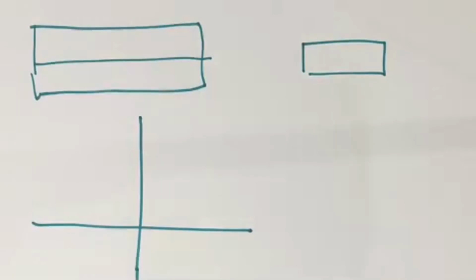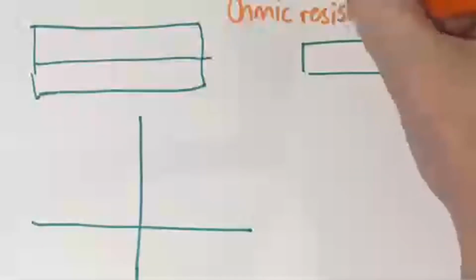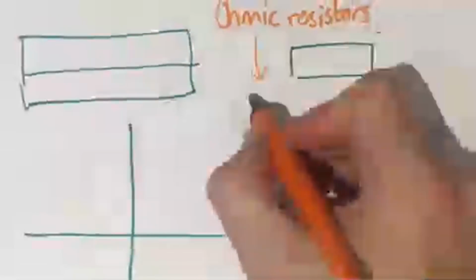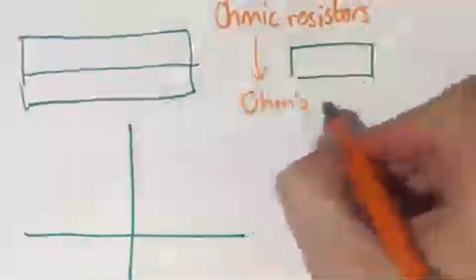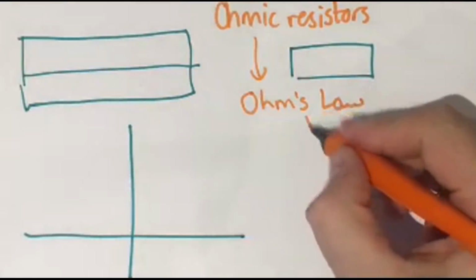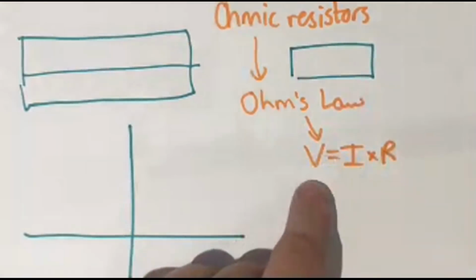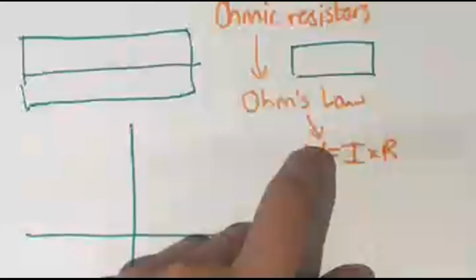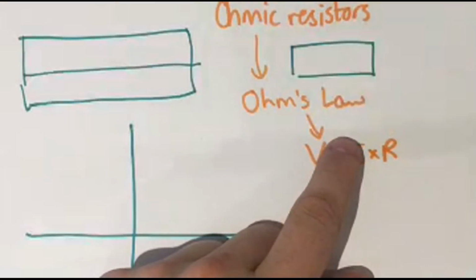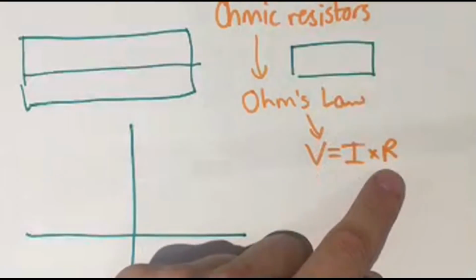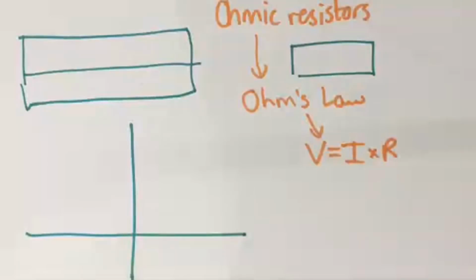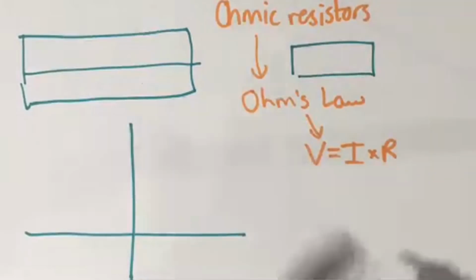remember these are what we call ohmic resistors. What this means is they obey Ohm's law. What is Ohm's law? It's V equals I times R. Basically, as the voltage increases, the current also increases, and resistance stays the same. So if I double the voltage, the current doubles. If I triple the voltage, the current triples.